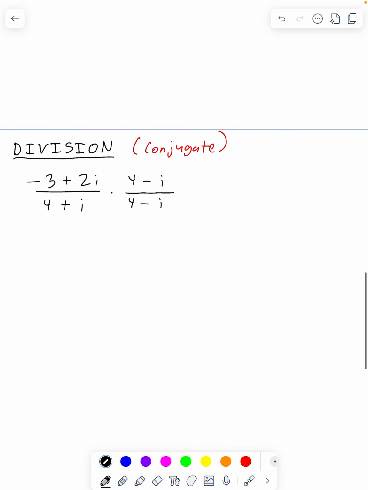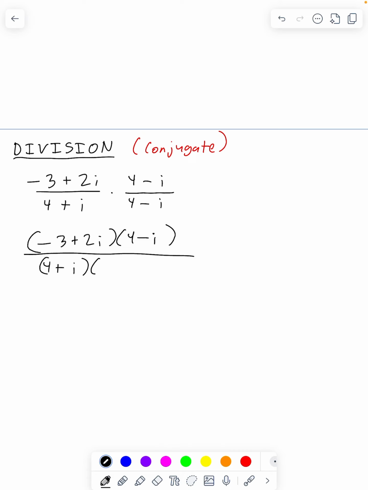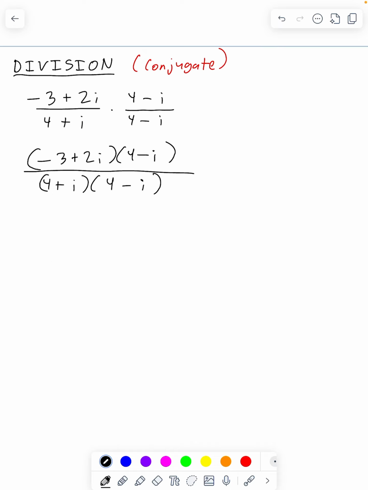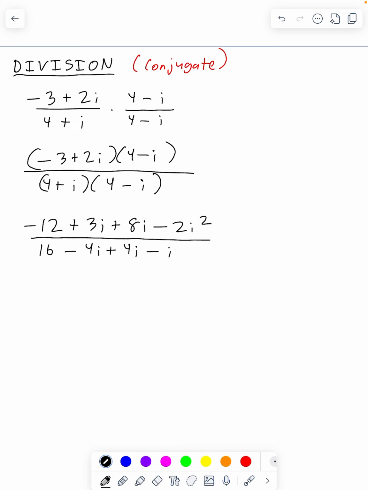Now, at this point, it just turns into two multiplication problems. We have negative 3 plus 2i on the top times 4 minus i, all over 4 plus i times 4 minus i. Now, let's just perform the multiplication. So on the top, we would have negative 12 plus 3i, right? Negative 12 plus 3i, and then plus 8i, and then minus 2i squared. So that'll be what we have on top. On the bottom, we will have 16 minus 4i plus 4i minus i squared.